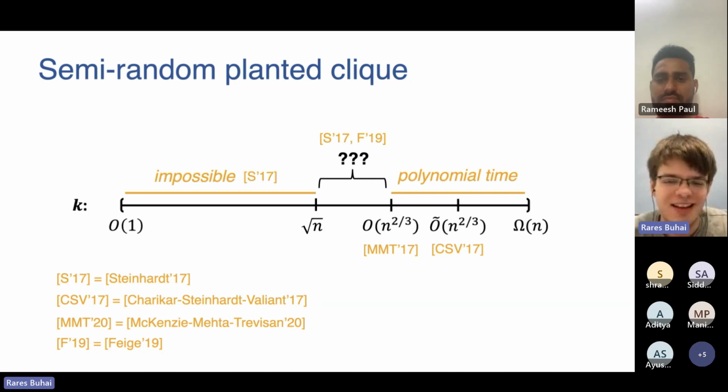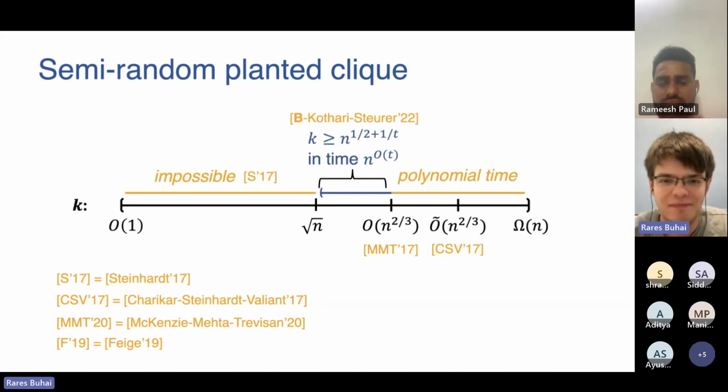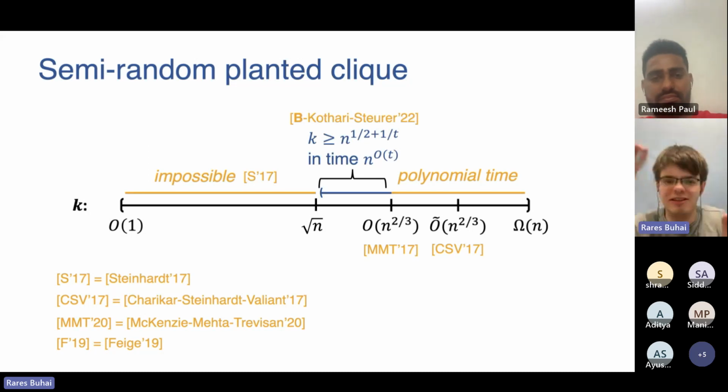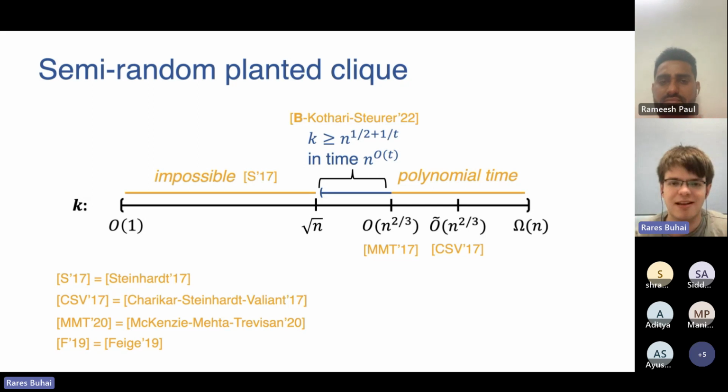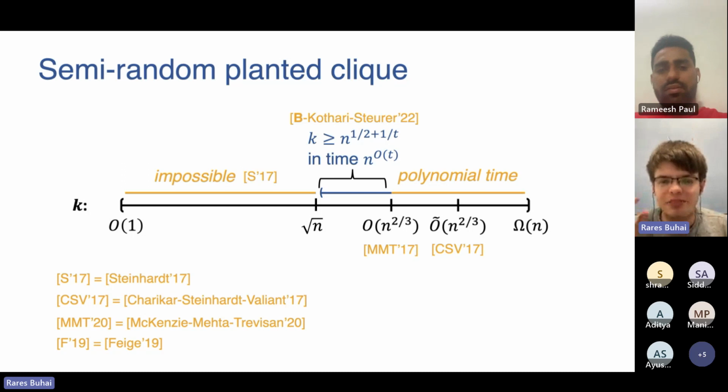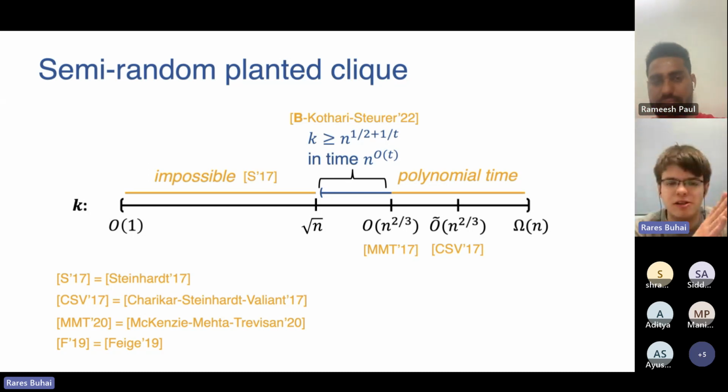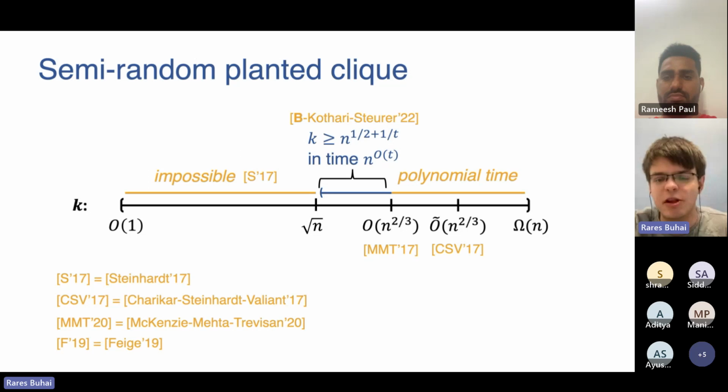So our actual result is that we can approach root n, achieving a tradeoff between the time complexity and how close you get to root n. We can show that for k at least n to the 1/2 plus 1 over t, we can solve the problem in time n to the O of t. So as you allow yourself t to be larger and larger, you can get closer and closer to root n. For example, for t equals 100, you solve this problem in polynomial time, n to the O of 100, because the exponent is fixed, it's polynomial time. And you solve it for all k that are at least root n times n to the 1 over 100, which is very close to root n.